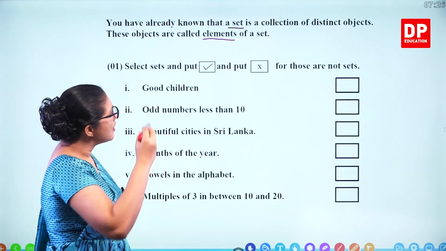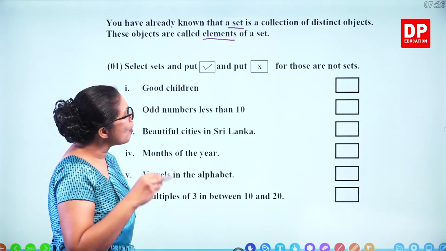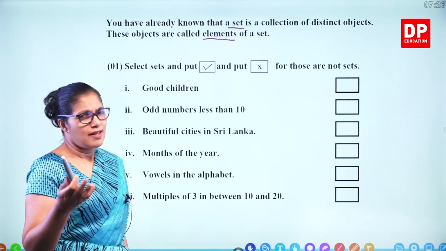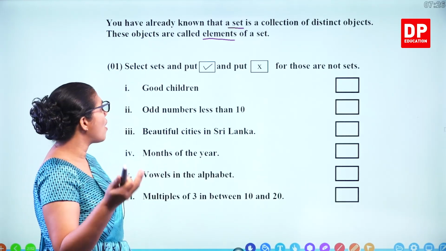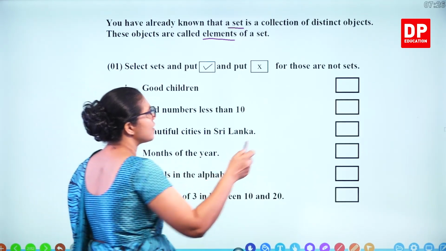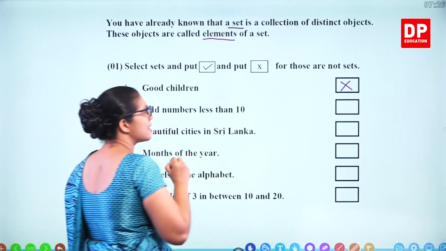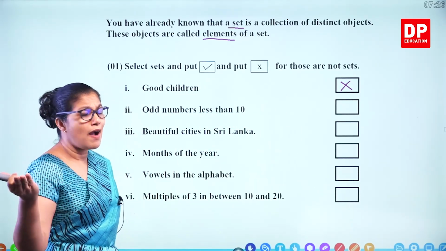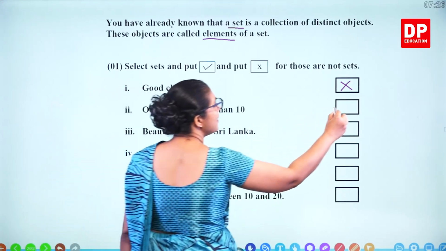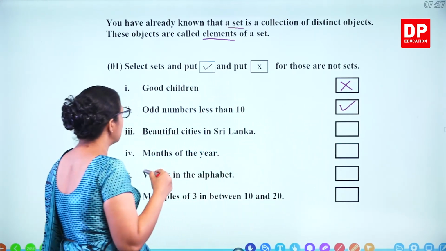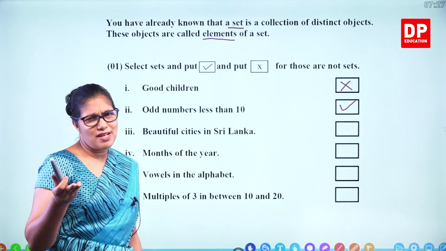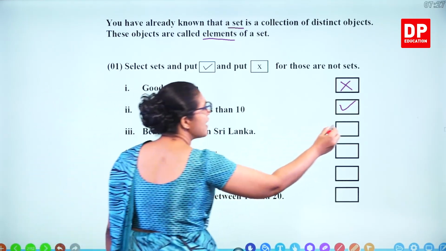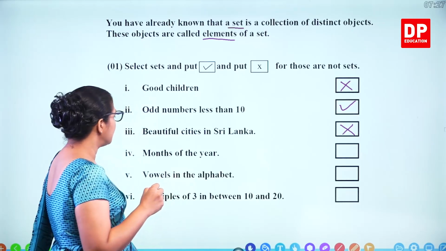Select sets and put a tick mark, and put a cross mark for those that are not sets. Good children. You can't identify who are good children, so that's not a set. Odd numbers less than 10: 1, 3, 5, you can identify. So that's a set. Beautiful cities in Sri Lanka. We can't identify properly, so that's not a set.